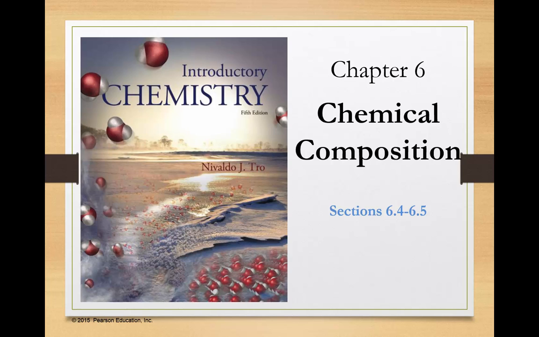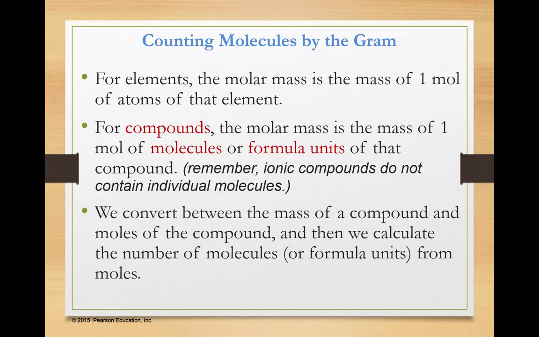In sections 6.4 and 6.5 of Chapter 6, we'll start looking at masses and actually converting from numbers of molecules to masses back and forth. So in the previous section, we talked about the unit of a mole and how the mole relates to the mass of an element. So for elements, we know that the molar mass is going to be the mass of 1 mole of atoms of that element.